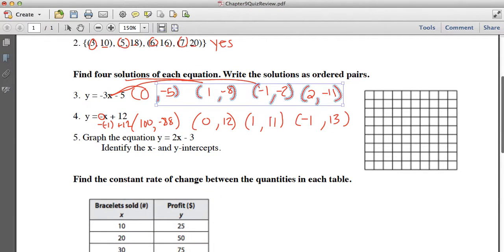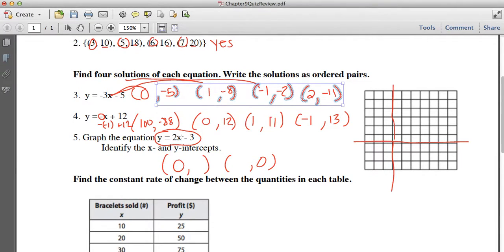For number 5, it says to graph the equation. Of course, if it's in slope-intercept form, that makes it very simple to graph it. But one thing that might be a little bit more difficult is to find out the x and y intercepts where they cross the axis. So in this case, I'm not going to use my slope-intercept form to graph that. I'm just going to make 2 ordered pairs, one with x as 0 and then one with y as 0, because those are the 2 places where they cross the x and y axis.